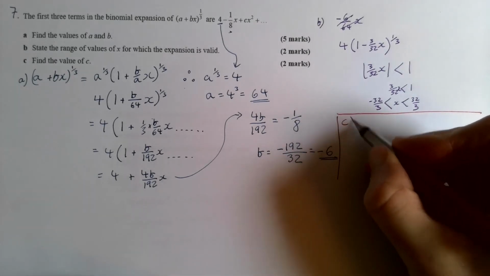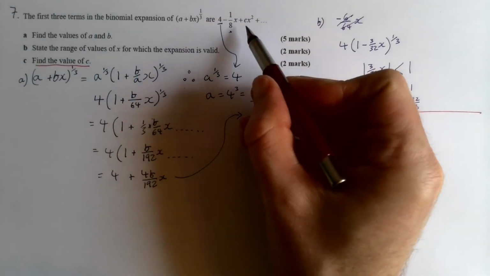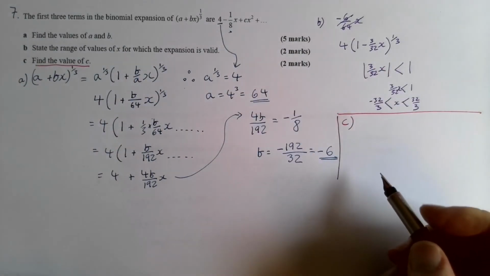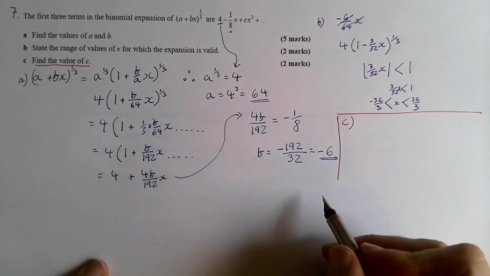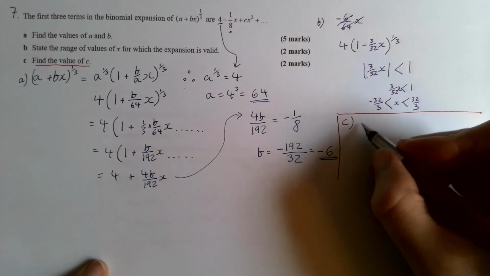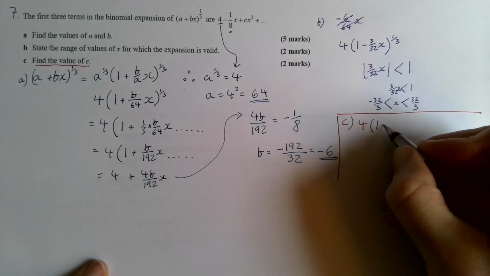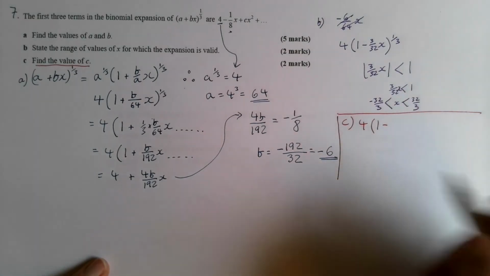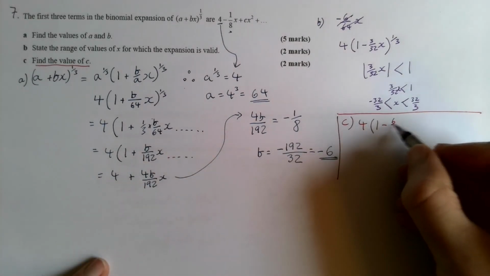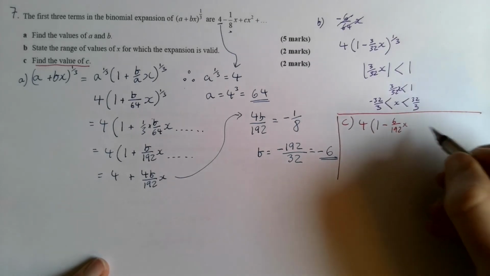So if we go in, finding the value of C now, which is how many x squareds we've got. So we're going to continue on what we have here. So we know that we've got 4 with 1 take, I think it was 6 over 192x, there we could have simplified that, but that doesn't matter. What we want is the next bit.